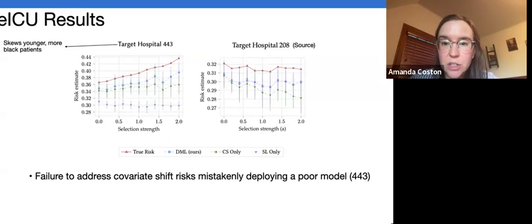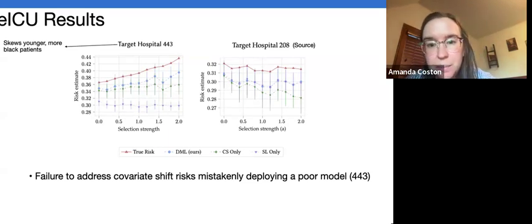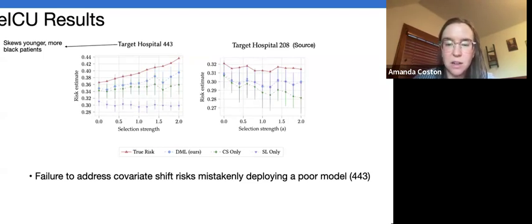And so what we can see, if we start on this right panel, the source population, is that our method performs almost exactly the same as the selective labels one in the setting where we don't have covariate shift. So that's what we would expect. And the covariate shift method is underestimating risk a little bit with respect to those, but given the confidence intervals, whether that's actually statistically significant is unclear.